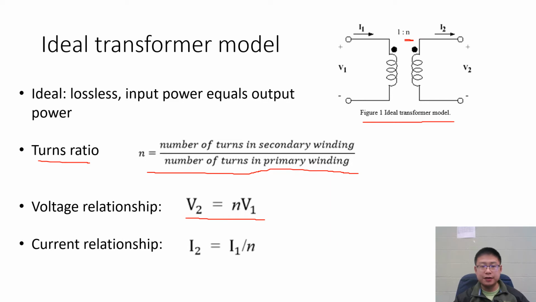Because this is the ideal transformer, we do not consider the loss. So the input power equals output power. So the output voltage V2 equals N times V1. So I2 equals I1 over N. So that's the voltage and the current relationship of ideal transformer.